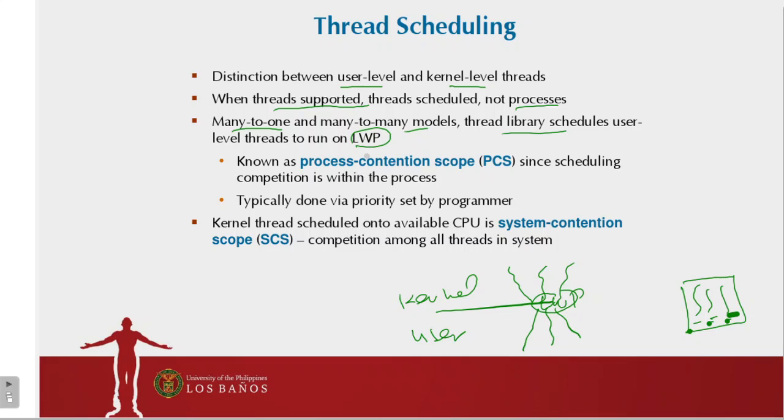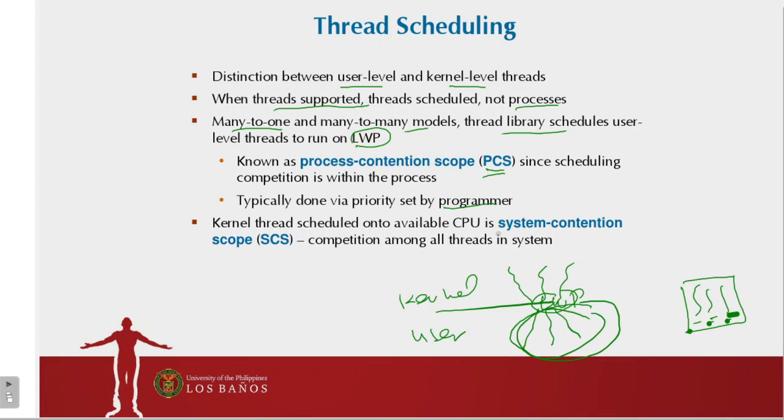So let's say you have a thread library like pthread, and the scheduling is happening at the user level. We call that process contention scope. The idea is, let's say this is a process, and the contention will happen within the scope of the process, and this can be done by the programmer.